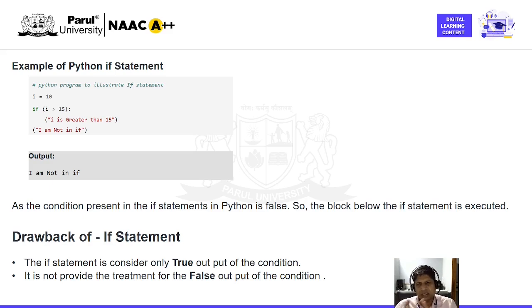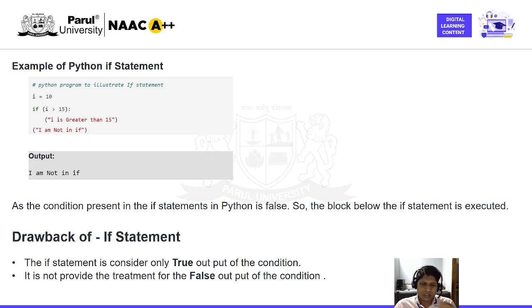As you know very well, any given condition has two outputs. One is true and another is false. If the given condition generates true output, then our block will be executed, no problem. But if the given condition generates false output, then there is no proper treatment of what we should do at the false output. So this is the major drawback of the if statement.